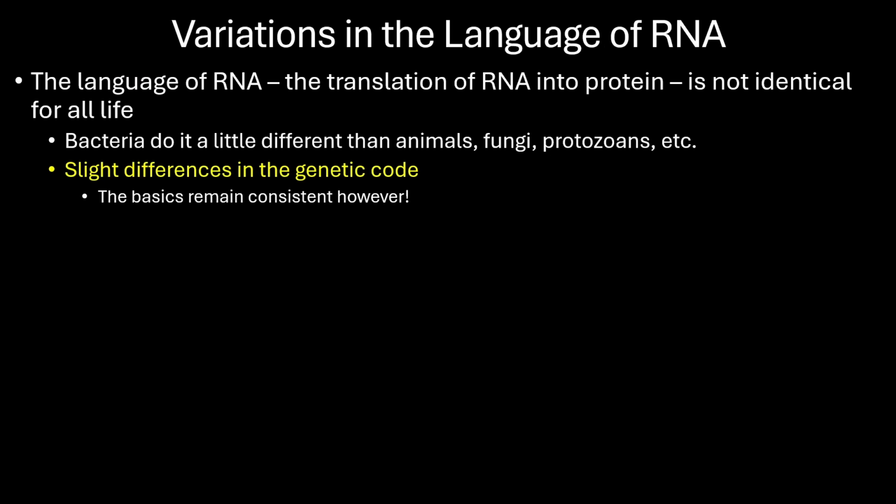Now, the language of RNA, the translation of RNA into protein, it's important to note that is not identical across life. There will be slight differences that exist in the genetic code from organism to organism, mainly big groups of organisms, like comparing bacteria to animals, to fungi, to protozoans, and so on. But the basics still remain consistent. We have codons that relate to specific amino acids, that relate to specific start and stop codons, and the sequences of those things translate into an amino acid sequence to make a protein.